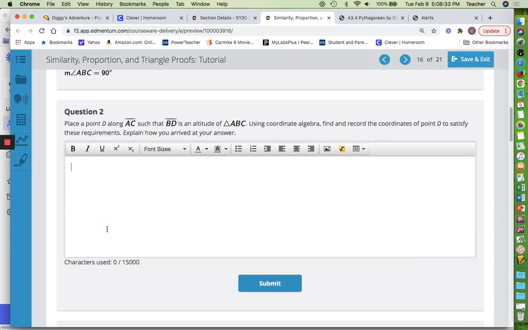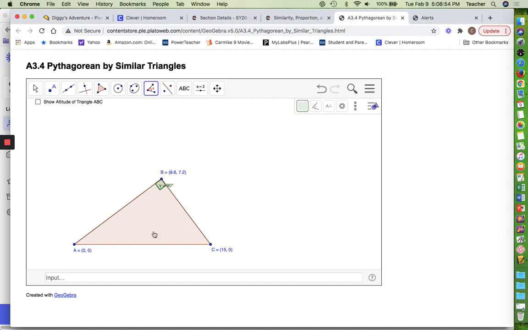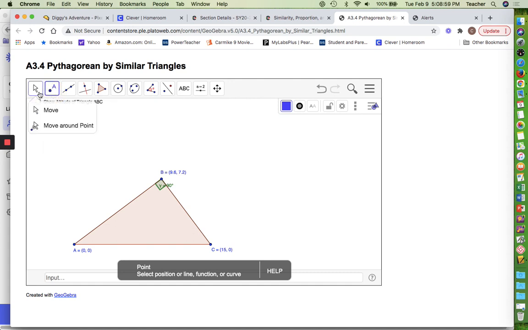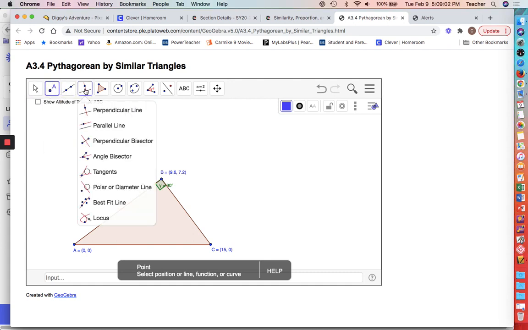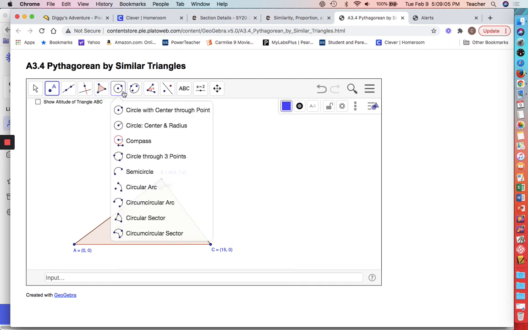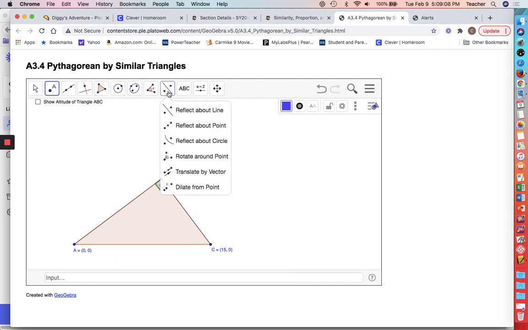Question 2. Place a point D along AC such that BD is an altitude of triangle ABC. I need an altitude, so I gotta have an altitude here. You know, I've never done this one before. Let's see if they will have altitude on here somewhere. Altitude and height are basically just the same thing. Doesn't have one. I don't see altitude anywhere.